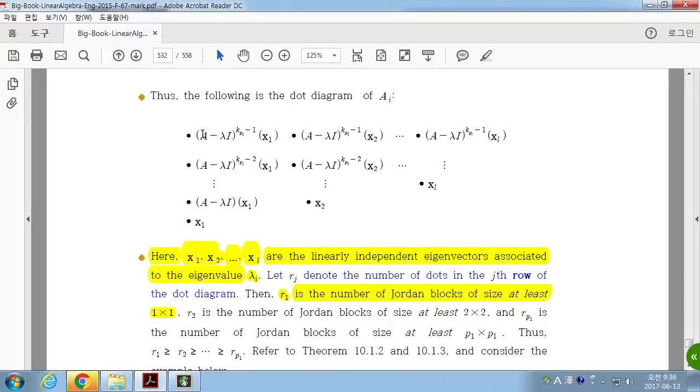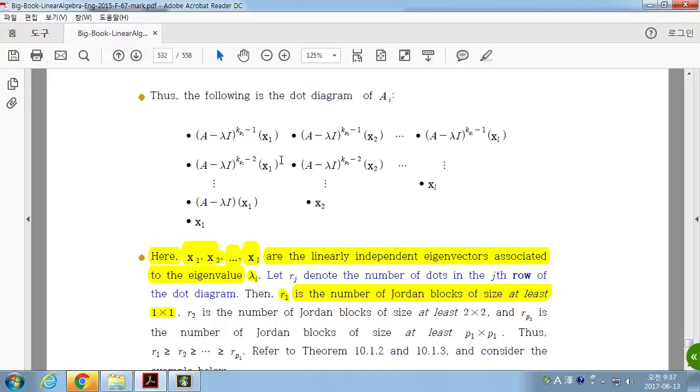If you have a matrix A, then you can compute A minus lambda I for each distinct lambda. You can find the rank of A minus lambda I, and also the rank of the square of A minus lambda I, and the cube of A minus lambda I, and so on. Okay. Since you can find those powers, you will be able to form this diagram.